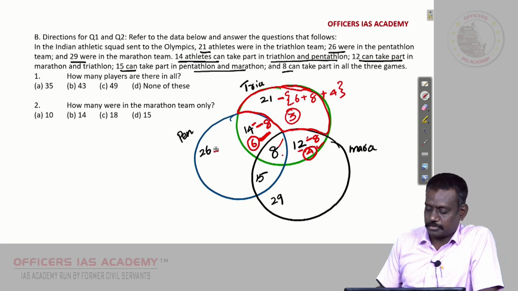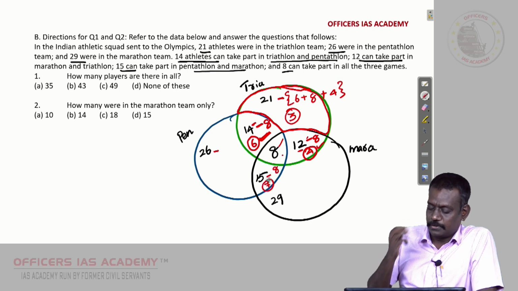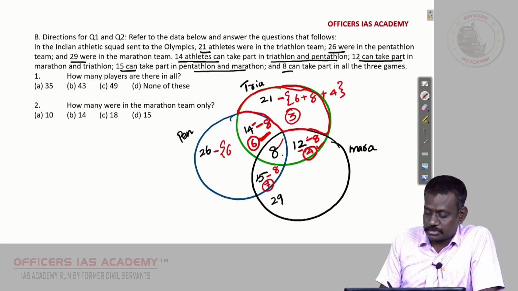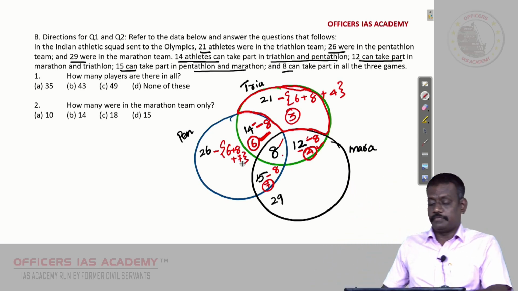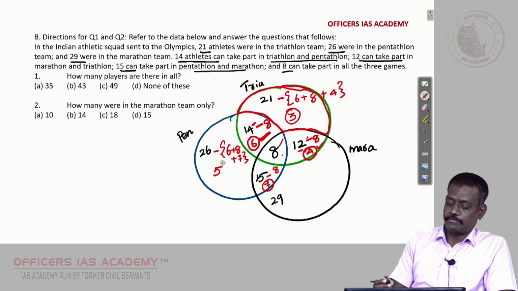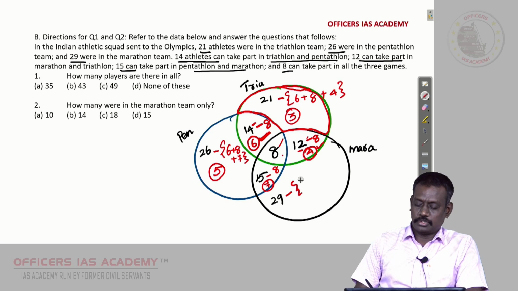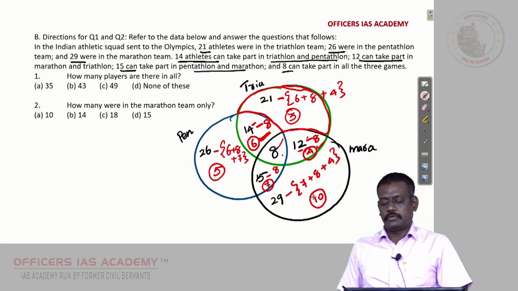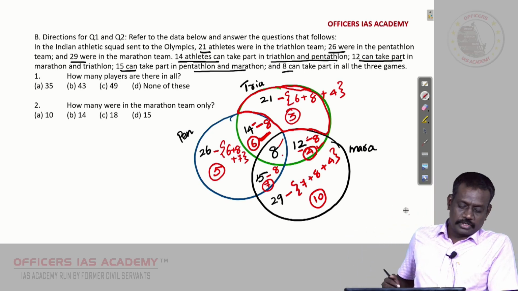So here it is 26 minus, here you write 15 minus 8, you will get 7. So 26 minus 6 plus 8 plus 7. Okay, 6 plus 8 plus 7. So it is 21. So you will get only 5. And similarly here 29 minus, you have 7 plus 8 plus 4. So it is 10. So we have found all the only values. Now we can move on to the questions.